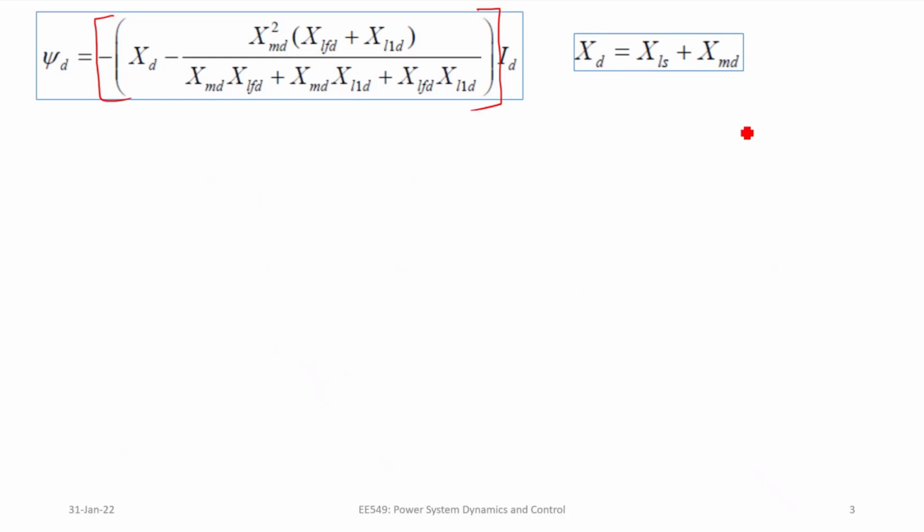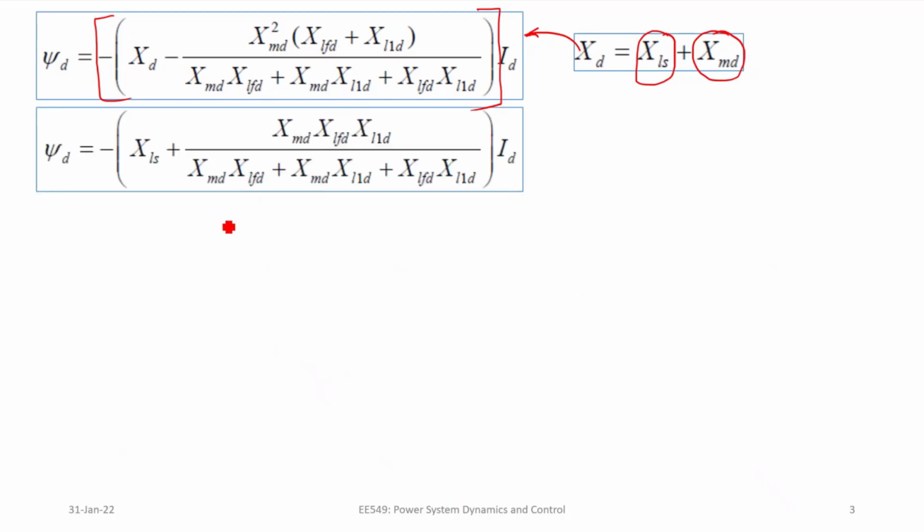Now let us substitute xd equal to xls plus xmd, where xls is your leakage reactance and xmd is your mutual reactance. Substituting this in the equation and doing a little manipulation, we'll find this expression for psi d. Psi d will become equal to minus of xls plus xmd xlfd into xl1d divided by xmd xlfd plus xmd into xl1d plus xlfd into xl1d, into id.